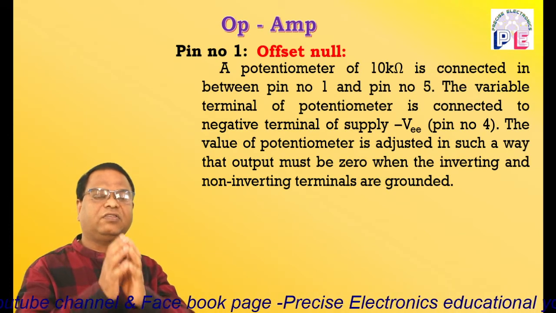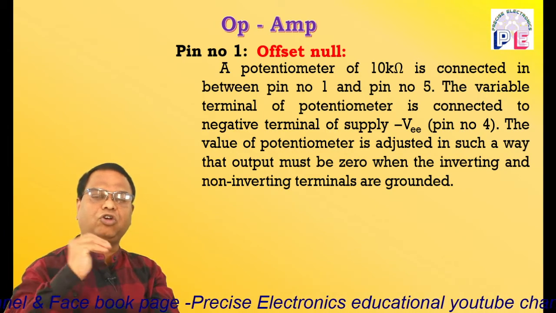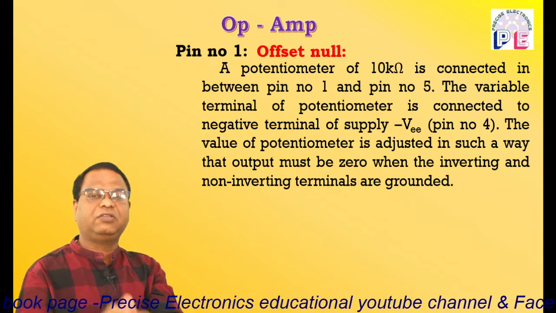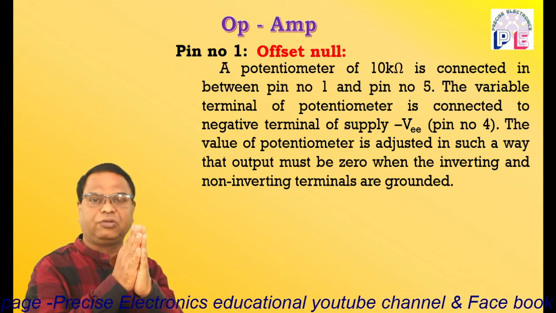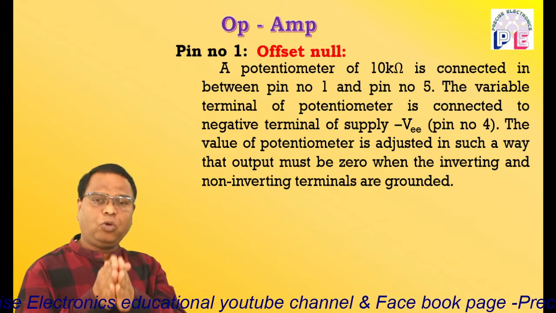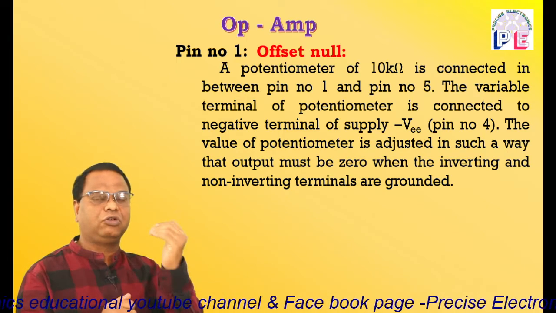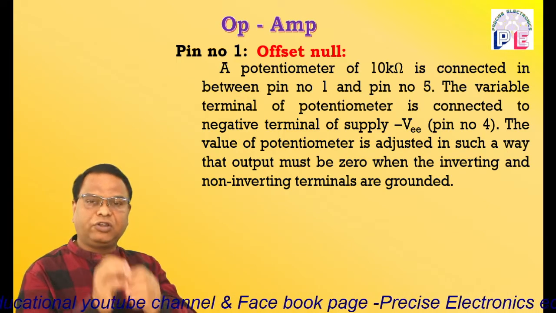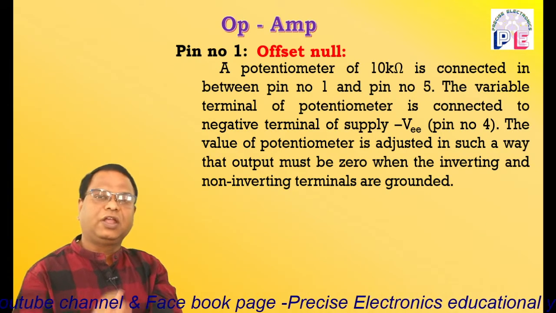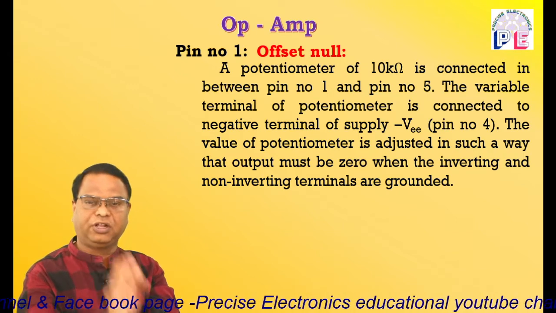In this case, the input terminals, that is pin number 2 inverting and pin number 3 non-inverting, both these terminals are grounded. That means there is no potential. As there is no potential, output should be zero. As there is no input, there should be no output. And for that purpose, this pot is used so that we can get zero output. That is pin number 1, offset.